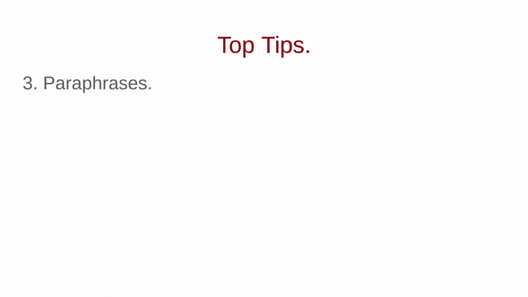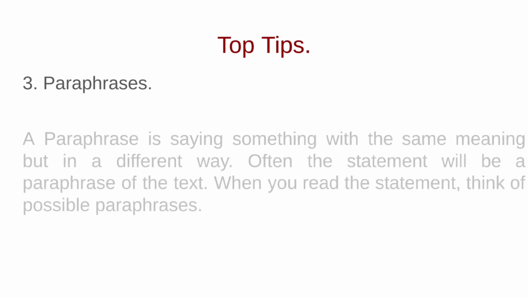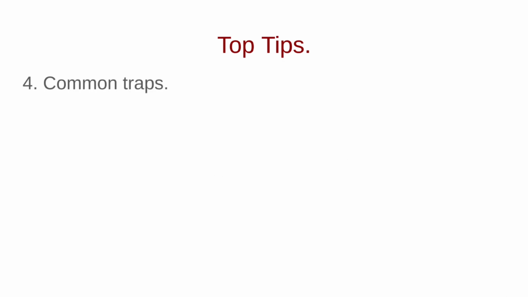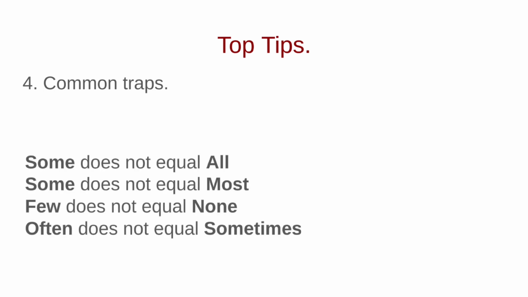Tip number 3. Paraphrases. A paraphrase is saying something with the same meaning but in a different way. Often the statement will be a paraphrase of the text. When you read the statement, think of possible paraphrases. Tip number 4. Look for common traps. For example, some does not equal all. Some is not the same as most. Few is not the same as none. Often doesn't mean the same as sometimes.